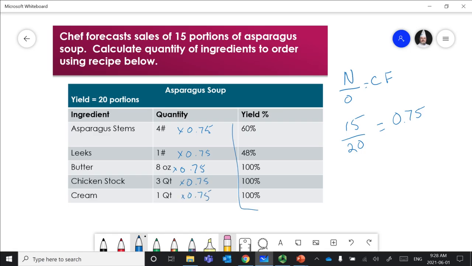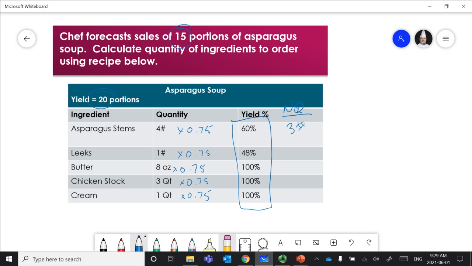Our yield percentages are going to stay the same, but our quantity needed, because we don't need to make 20 portions, we only need to make 15, is going to drop for this recipe, right? So once we've got that, 4 pounds times 0.75, our new quantity, let's put it over here, is going to be 3 pounds, right?